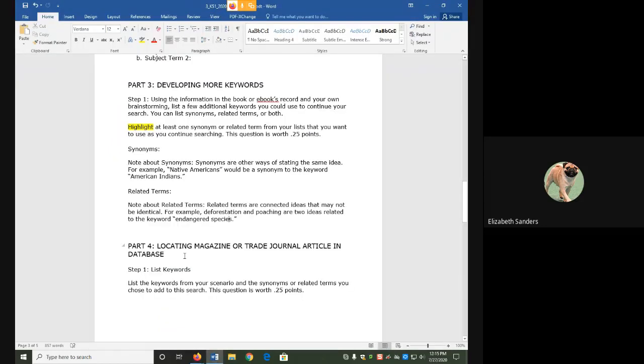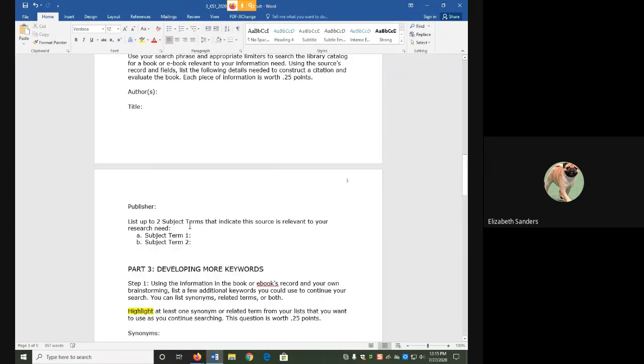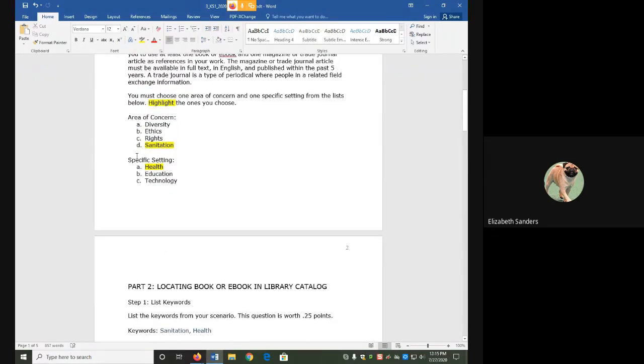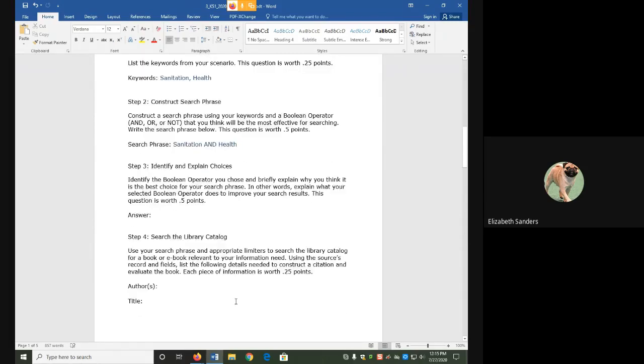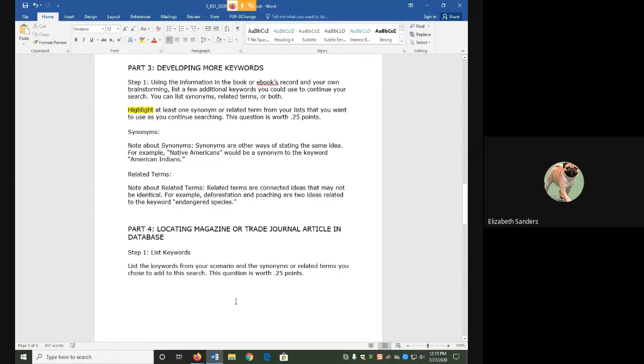Another thing you can do is to brainstorm just what you know about a topic. If I'm looking at sanitation and health, which is what I chose, then there are some very real things happening right now that might be of interest to me. A synonym for sanitation might be hand washing. Or is it hand washing with a space in between? I don't know. I might need to try both to see which keyword yields better results.